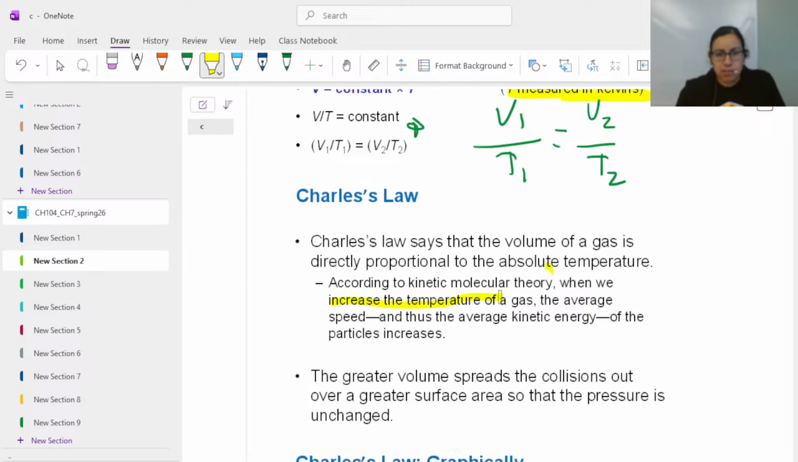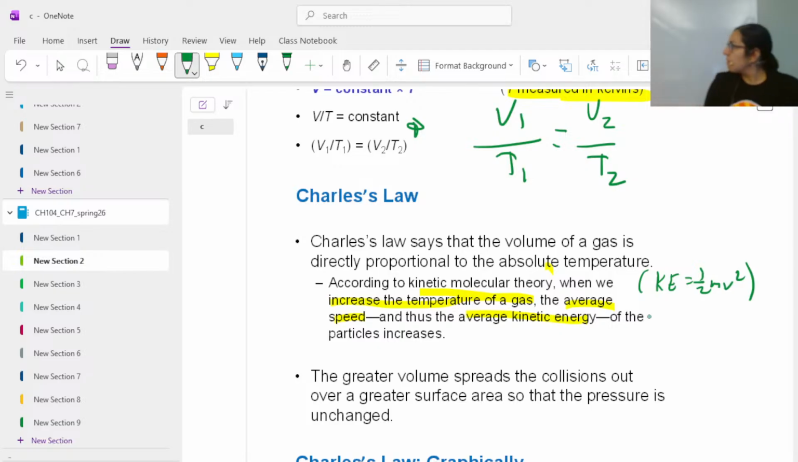So when we increase the temperature of our gas, then again our speed increases, which is related to kinetic energy. So again, we can kind of think about this formula. We don't really need it, but that's what we're implying. So as velocity increases, so does our kinetic energy. And then again, our collisions, so our pressure. So more collisions.